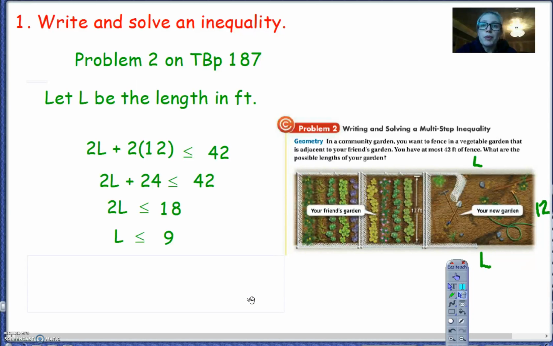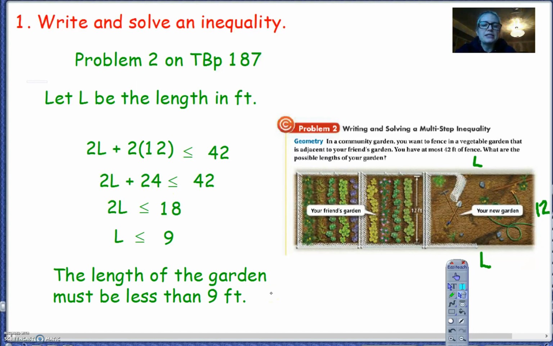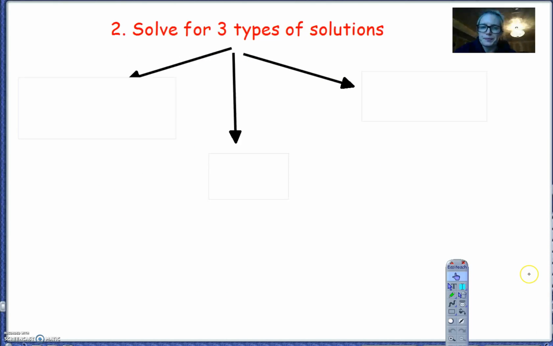Now, being that it's a word problem, hopefully you know our 4 steps by now. Let statement, equation or inequality, solve. And last step, we write in a complete sentence, the length of the garden must be less than or equal to 9 feet. Okay, so that's one of our word problems.